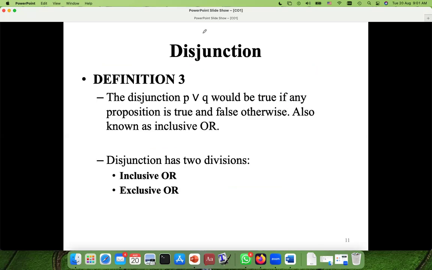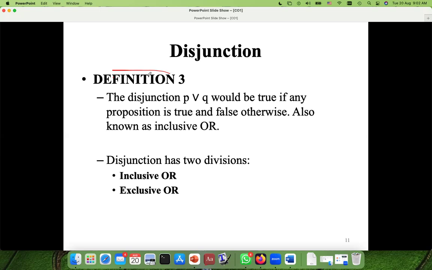Okay, disjunction. Disjunction is for "or", and in Arabic you have the word "aw". If I make any mistake, you can just stop me there, okay? Especially with respect to Arabic. Definition 3, disjunction.